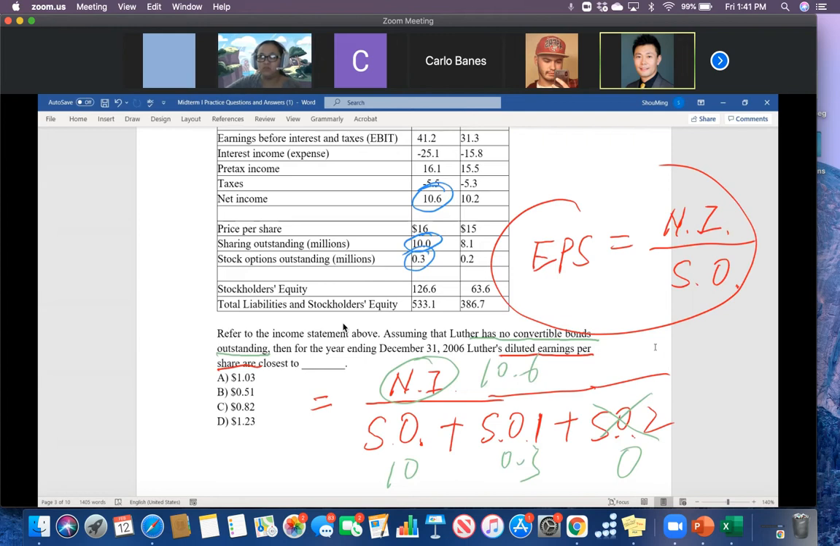So based on this information, you can easily calculate the diluted earnings per share, which simply equals 10.6 million divided by 10.3. By doing this, you can easily calculate that the correct answer should be A. Any questions? Good. So let's move on.